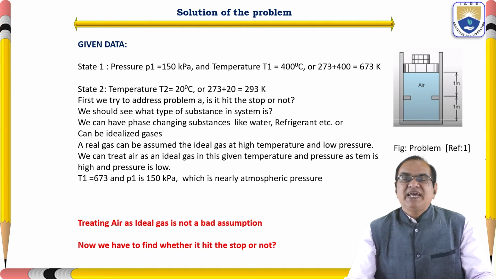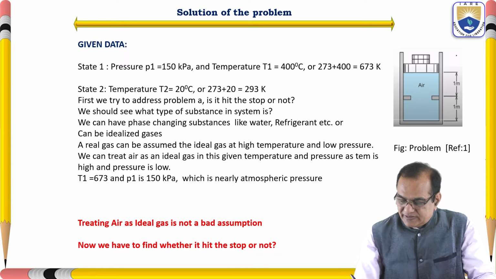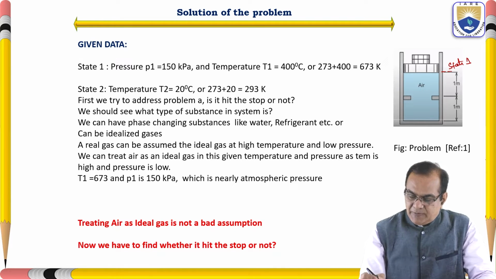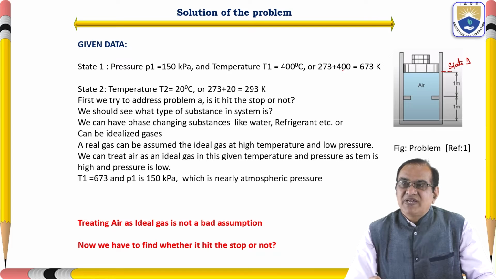So here the given data are at state 1. When this is state 1, P1 is equal to 150 kilopascal and temperature is 400 degrees centigrade. We can write it in Kelvin, because all our ideal gas equations are derived with temperature taken in Kelvin. So 270 plus 400, 670.